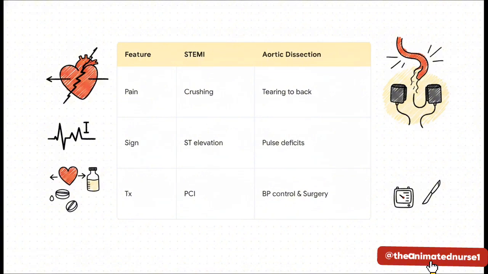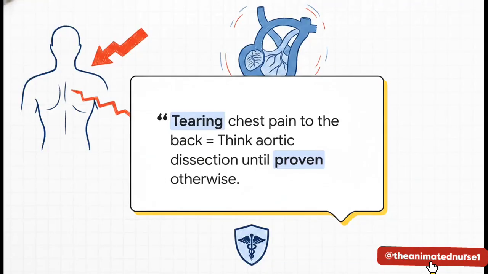But if that pain is described as tearing and shoots straight to the back, especially if you notice pulse deficits or differing blood pressures between their arms, that is an aortic dissection. Treatment here pivots entirely away from blood thinners straight to immediate blood pressure control and emergency surgery for type A dissections. That brings us to our first major, absolutely crucial NP pearl. Tearing chest pain radiating to the back equals think aortic dissection until proven otherwise. Literally anchor that classic buzzword combo in your memory right now. If you hear tearing and back, your brain should immediately light up and think of aorta.